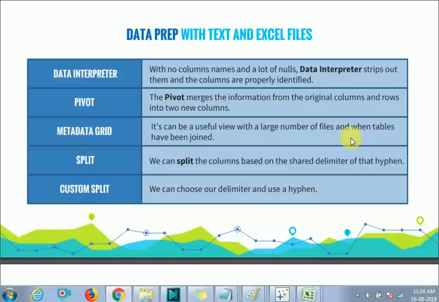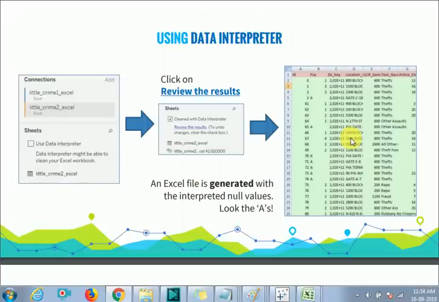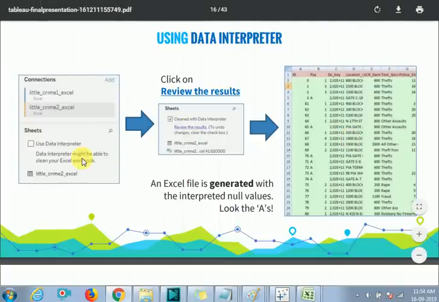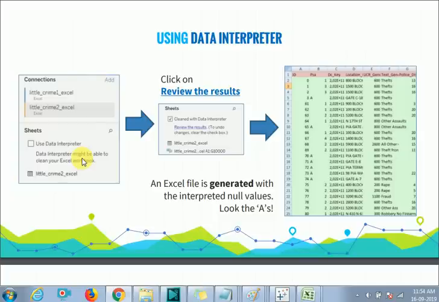Okay guys, so again we'll continue the same thing we have learned before: data interpreter, metadata grid, split and custom split. Using the data interpreter, what is the data interpreter? As you can see on the left hand side, there are so many connections on sheets and connections. Using the sheets and connections, you can click on review the result and see how an Excel file is generated with the interpreted null values. Look at those keys. On the left hand side, so many null values are there.